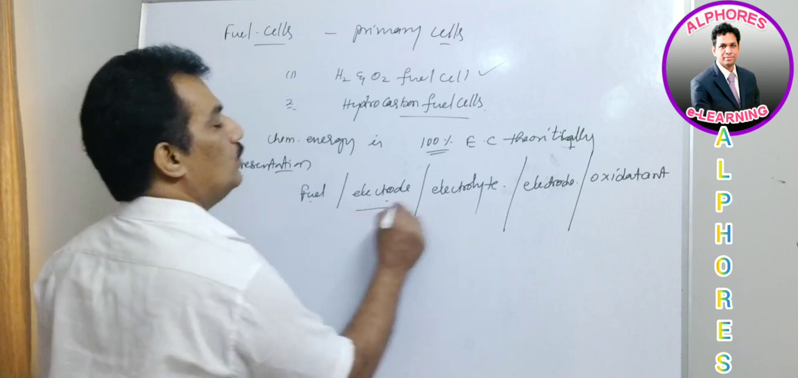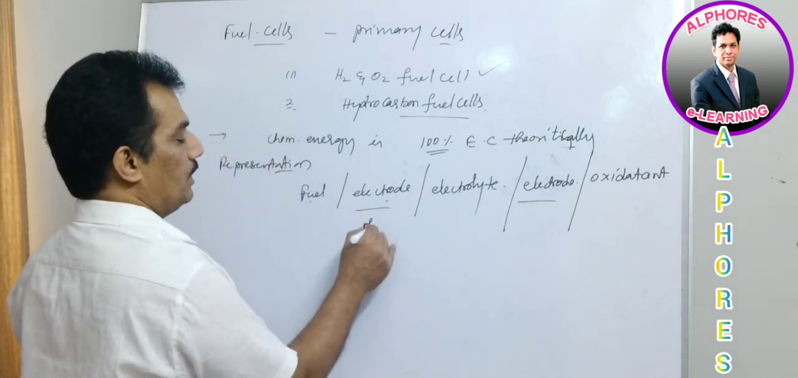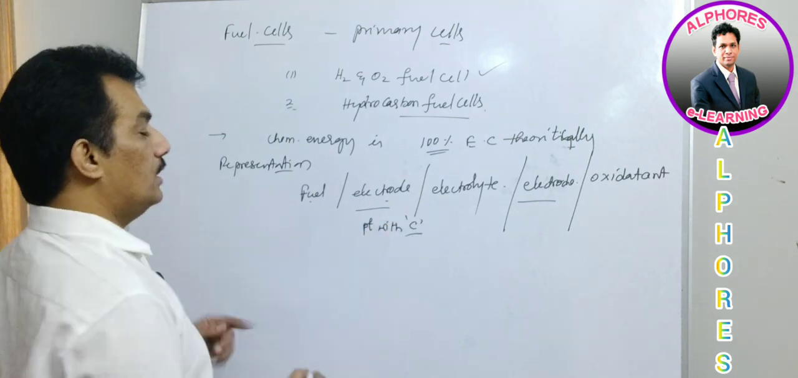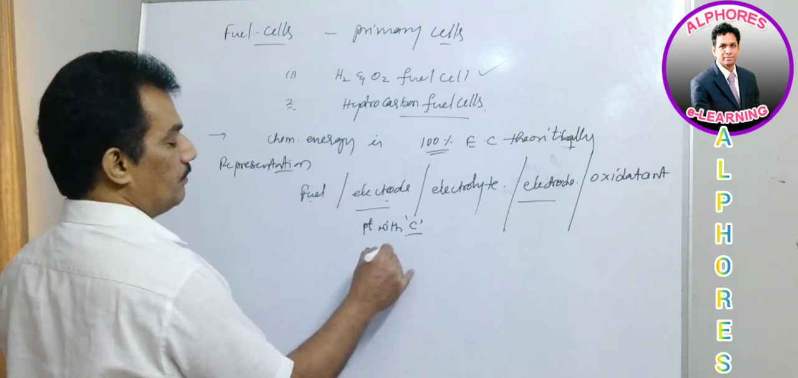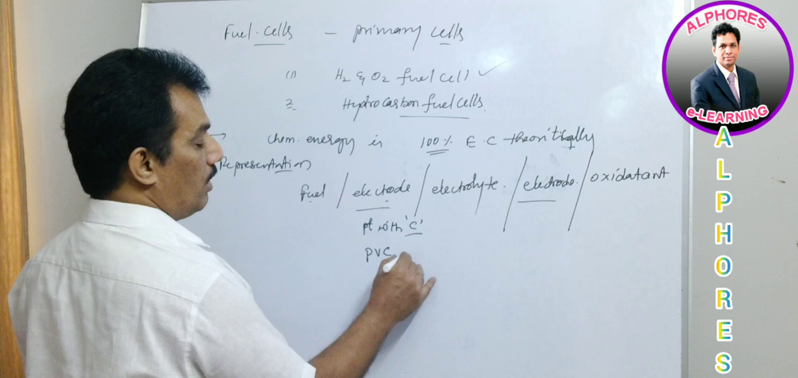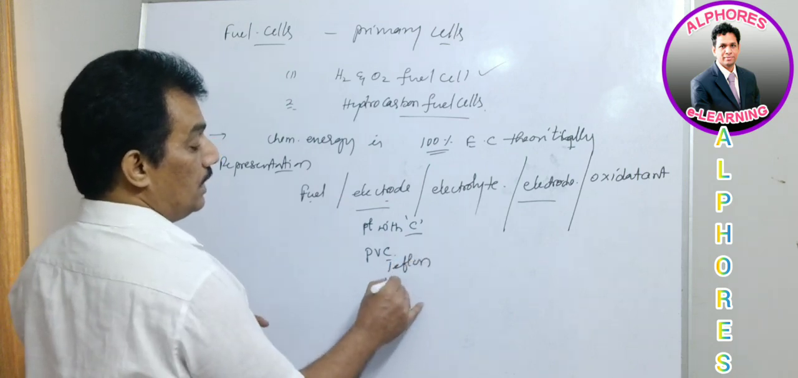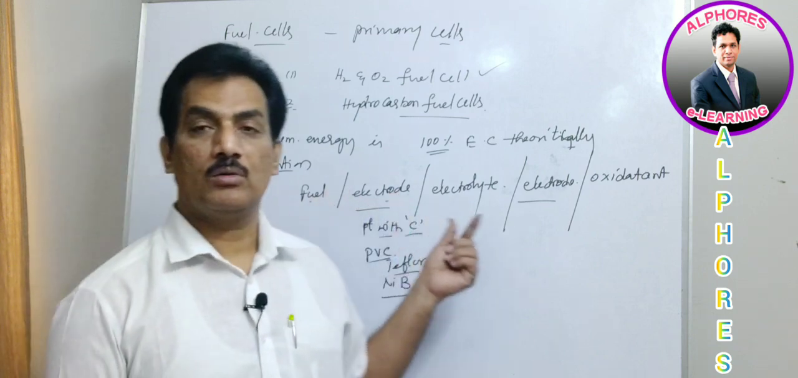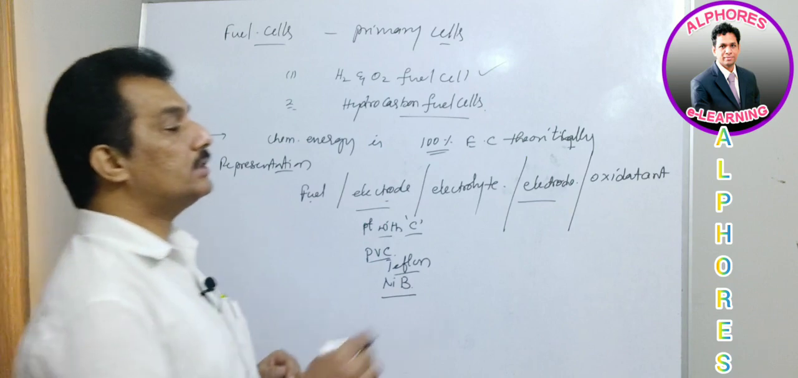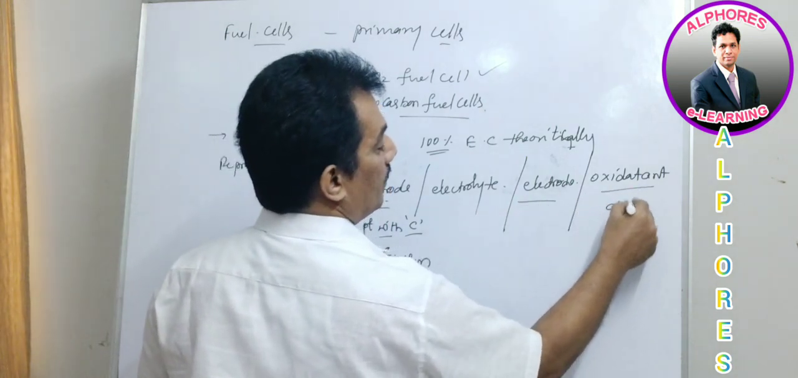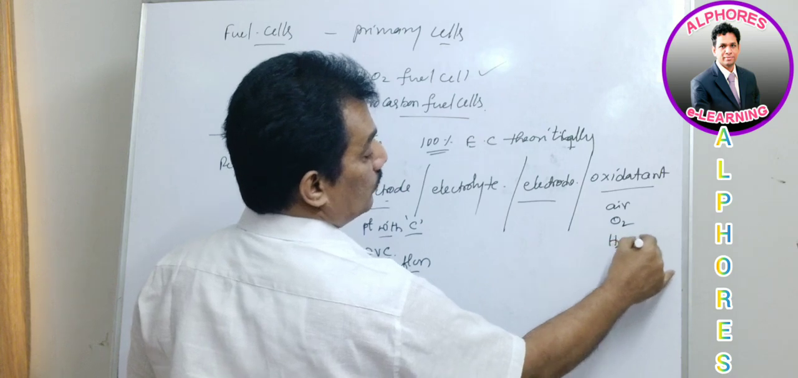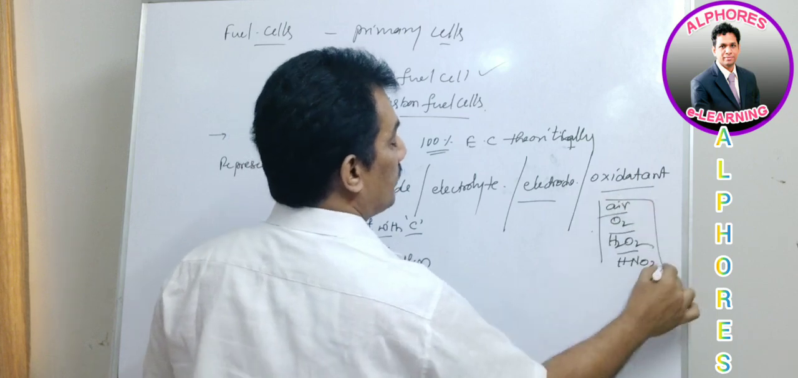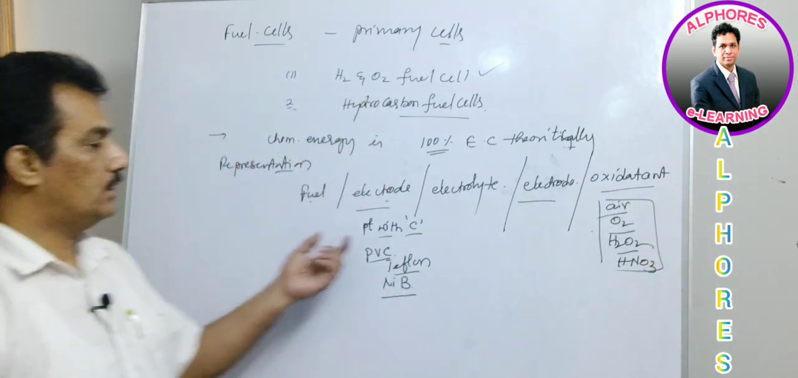Generally here the electrodes are made up of either platinum with graphite, carbon in the form of graphite, or we can use PVC, or Teflon, or nickel boride. These are different materials that can be used as electrodes in a fuel cell. And oxidants, generally the oxidant will be air, oxygen, H2O2 or HNO3. These materials can be used as oxidants for fuel cells. Clear? These are the theoretical part.